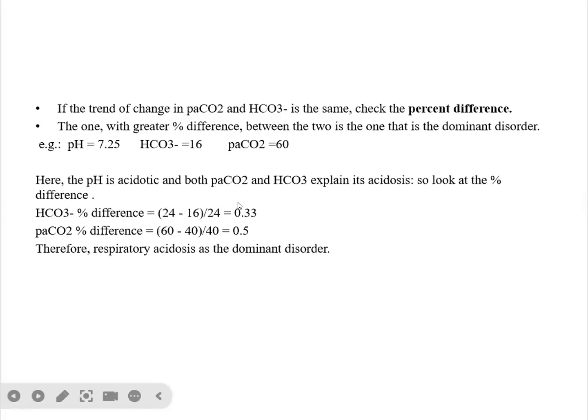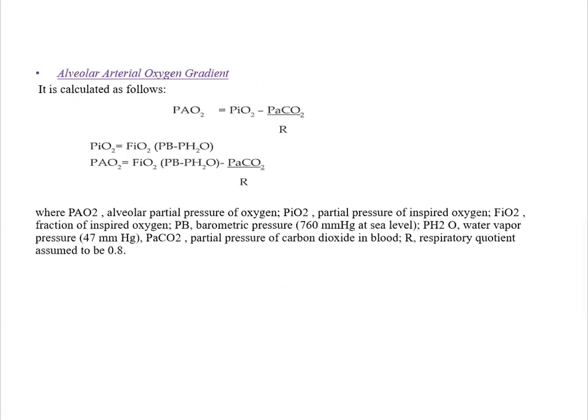Now, if you see in both, which has a higher contributing factor for the pH abnormality, this is 50% contributing, whereas your bicarbonate difference is 33%. So here, your primary abnormality is the respiratory acidosis. So this formula is used only when you don't know which is your primary abnormality in the ABG. Hopefully you understood this.